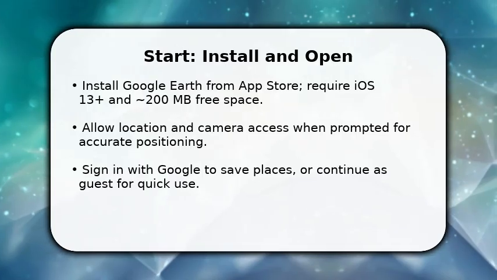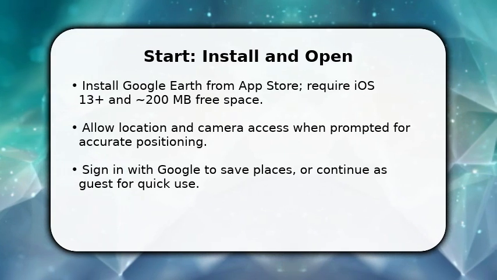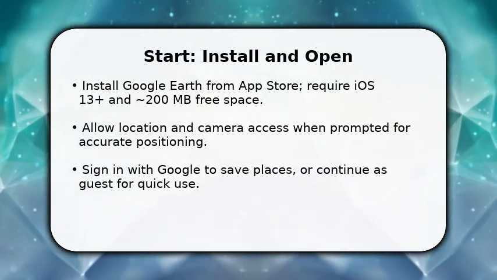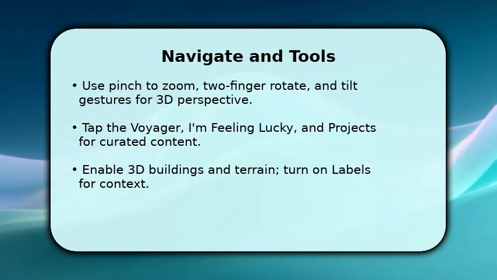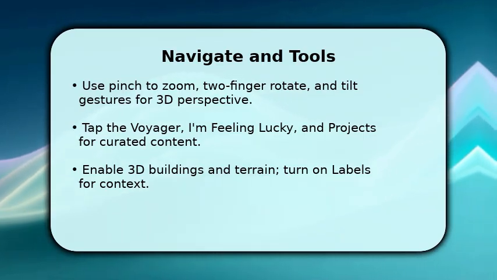Now tap the search bar to locate a city, address, or coordinates and prepare to fly there instantly. Next, learn to navigate. Pinch to zoom, 2 fingers to rotate, and drag with 2 fingers to tilt for that immersive 3D angle. These gestures help you inspect terrain and buildings.